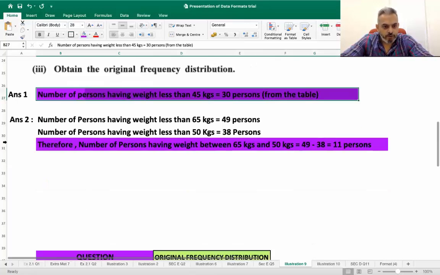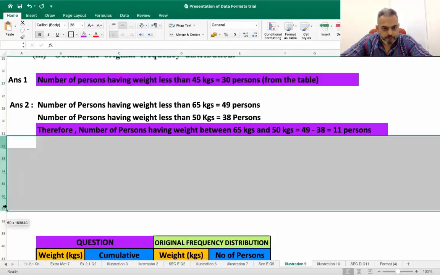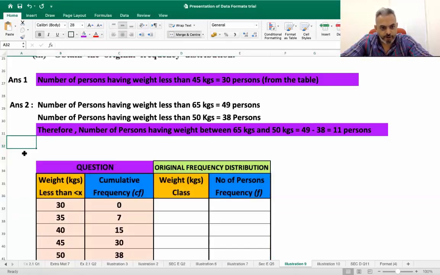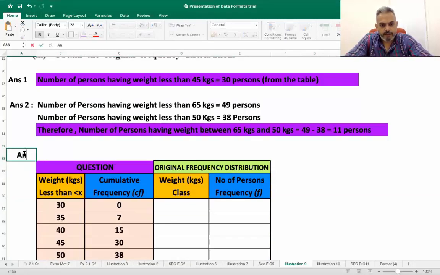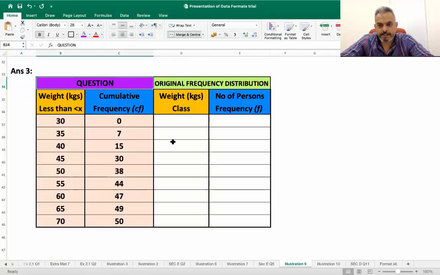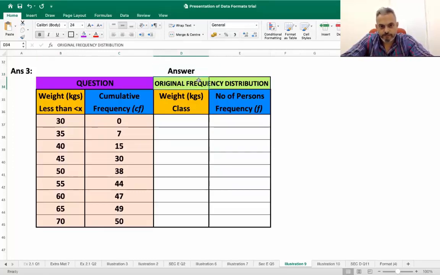Now we will go to the third part. I've already made the format, so you all please make the format. Answer 3. In the format, you also write this question again, and then along with that you write this original frequency distribution, our answer. So you also make a table, so it will be easier for you to make the classes and write everything. I give you a moment for that.